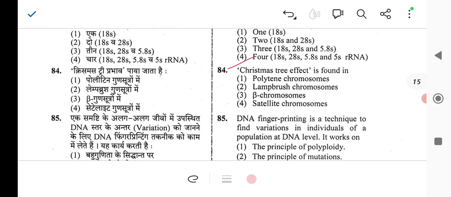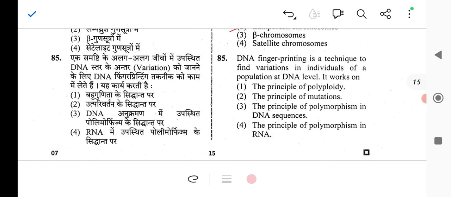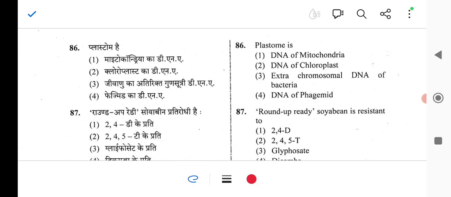Next is Christmas tree effect is seen in lampbrush chromosome. Next is DNA fingerprinting is a technique used to find variation in individuals of a population at DNA level. It works on the principle of polymorphism in DNA sequences. Next is plastome is a DNA of the chloroplast. Roundup Ready is glyphosate.